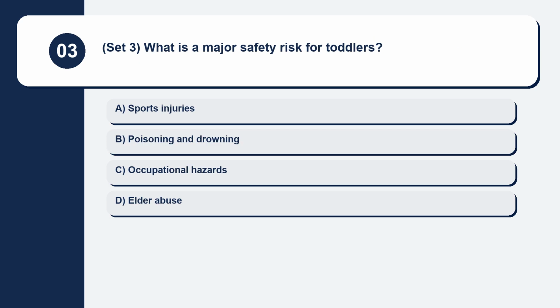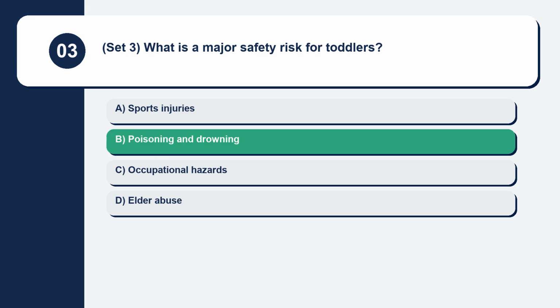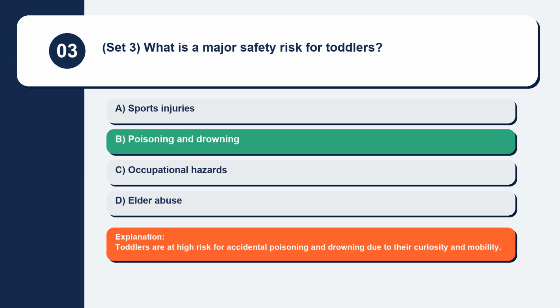Question 3. Set 3. What is a major safety risk for toddlers? Sports injuries, poisoning and drowning, occupational hazards, elder abuse. Toddlers are at high risk for accidental poisoning and drowning due to their curiosity and mobility.